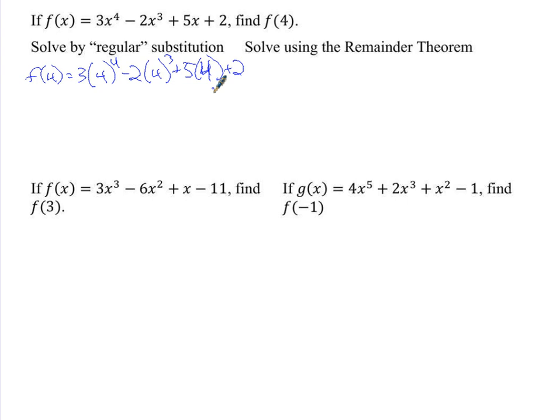4 times 4 is 16. 16 times 16 is 256. And then 256 times 3, 768 minus 4 to the 3rd is what? 64 times 2 is 128. And then 5 times 4 is 20. And then plus 2. Okay, so now I need 768 minus 128. What do I get there? 640 plus 2.